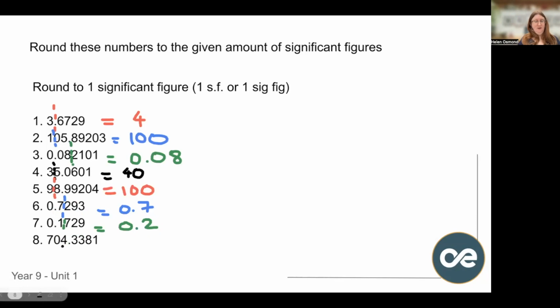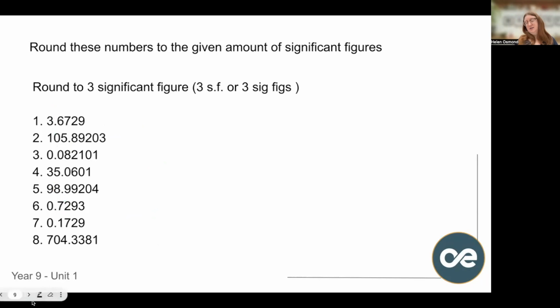And then finally on this last one, 704. Again, here is where we're looking for the significant figures. This is just going to be 700. So that's the one significant figure. Now, these are really good. We're going to do some questions on them later, but we round to one significant figure to get estimates because numbers with one significant figure are seriously easy to handle compared to 2 or 3.